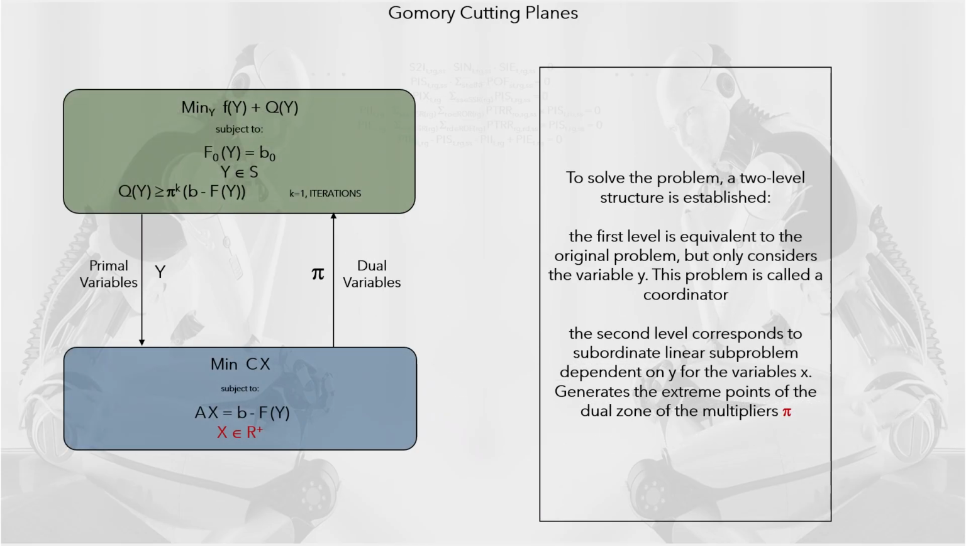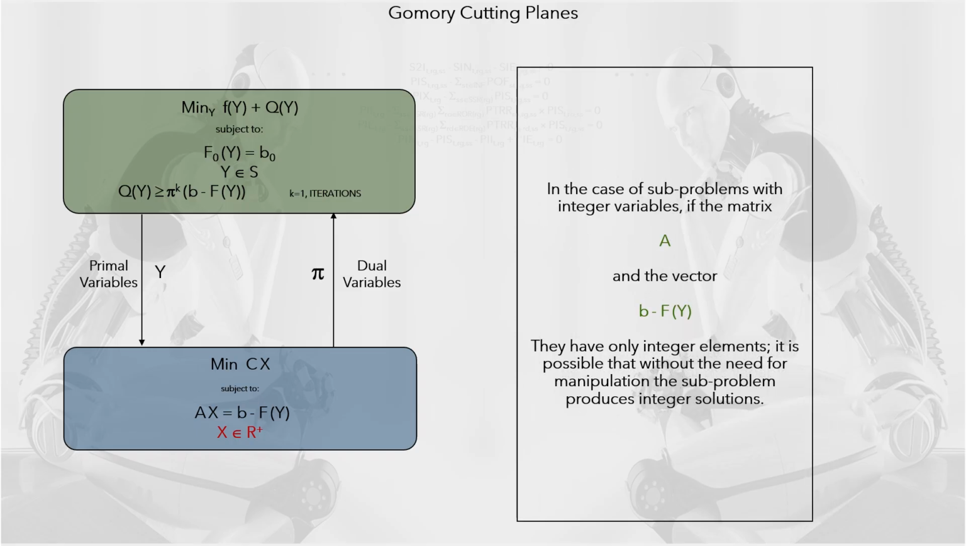To solve the problem, a structure of two levels is established. In the first level, the equivalent problem in terms of y is considered, designated the coordinator. In the second level, a problem for the variable x generates extreme points for the coordinator problem. The solution is obtained by exchanging information between the coordinator and the subproblem. The coordinator proposes values of y and the subproblem generates extreme points or dual variables.